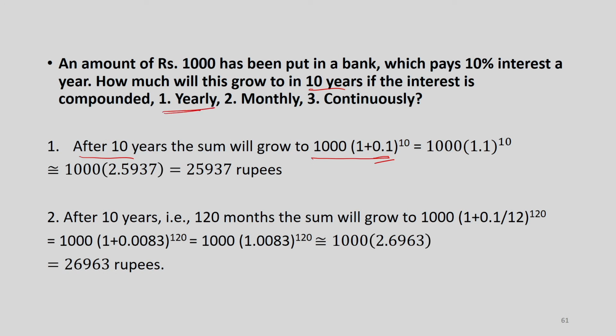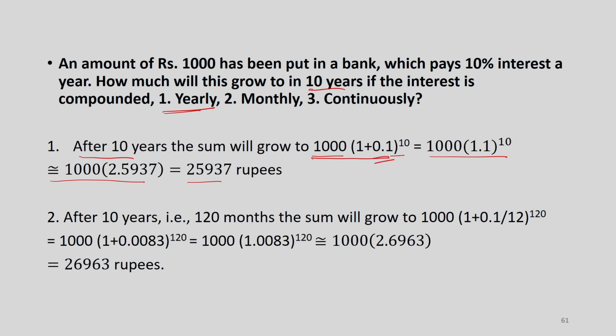So, the formula is 1000, which is the principal sum, multiplied by (1 + 0.1) to the power 10. 10 is the number of years, and the rest is just to calculate that, and this is approximately equal to 25,937 rupees after 10 years. So, this was the first part. In the second part, what happens?